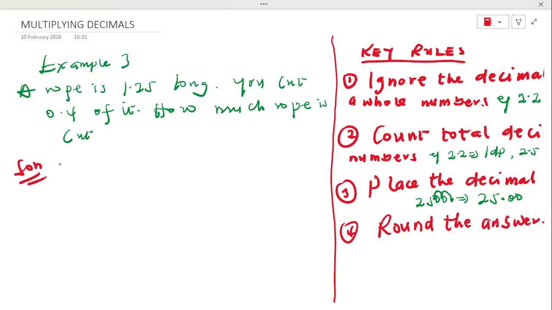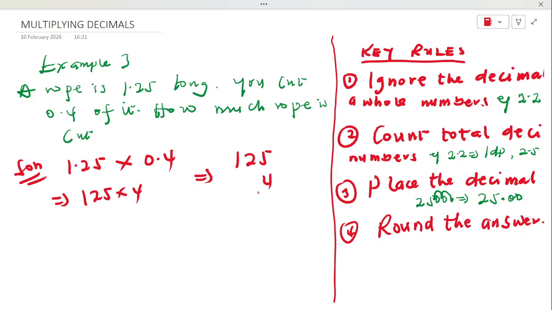The solution: the first thing is to write your 1.25. So it's cut of it, so times 0.4. Then you multiply as a whole. So this implies 125 times what? 4. And this, I'll use the vertical method to solve here. We have 125 and we have 4. So 4 times 5 is 20. You have 2. 4 times 2 is 8 plus 2, 10. You have 0, you render 1.